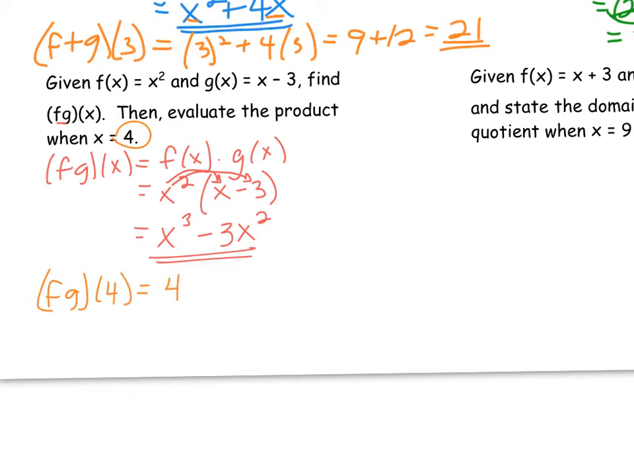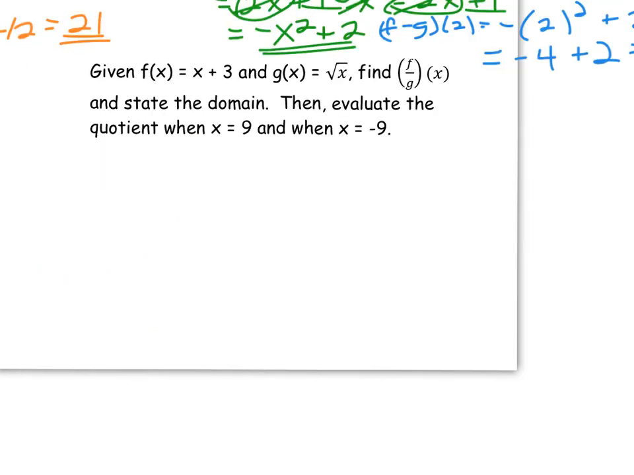That means we're going to take 4 cubed minus 3 times 4 squared. Well, 4 cubed, 4 times 4 times 4 is 64. Minus 4 squared is 16, and 3 times 16 is 48. If we take 64 minus 48, we get 16. So f times g of 4 equals 16.